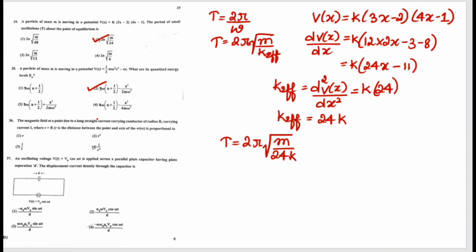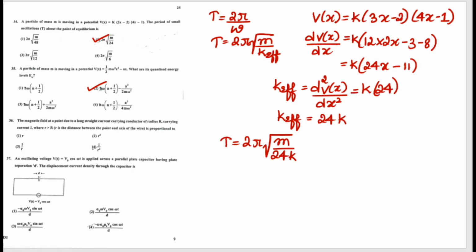The next question is: the magnetic field at a point due to a straight current carrying conductor of radius r carrying current I, where small r is greater than r. They have given what small r is: small r is the distance between the point and the axis of the wire. The magnetic field is proportional to what? So this question I can solve by using Ampere's circuital law. What does the law say? Yes, the law says the closed integral of B vector dot dl vector is equal to mu naught into I.